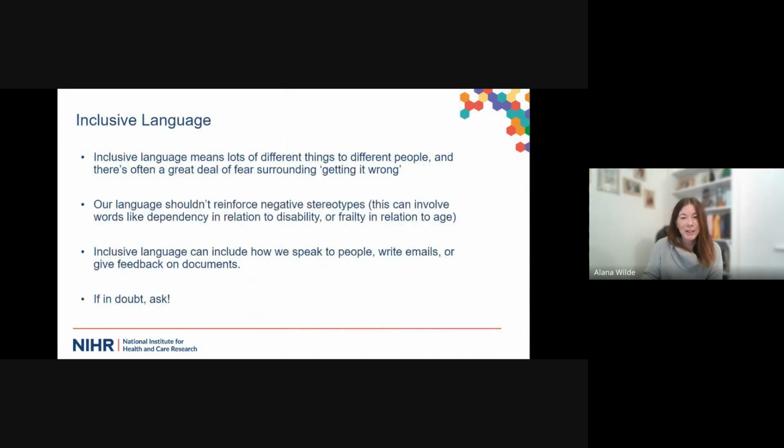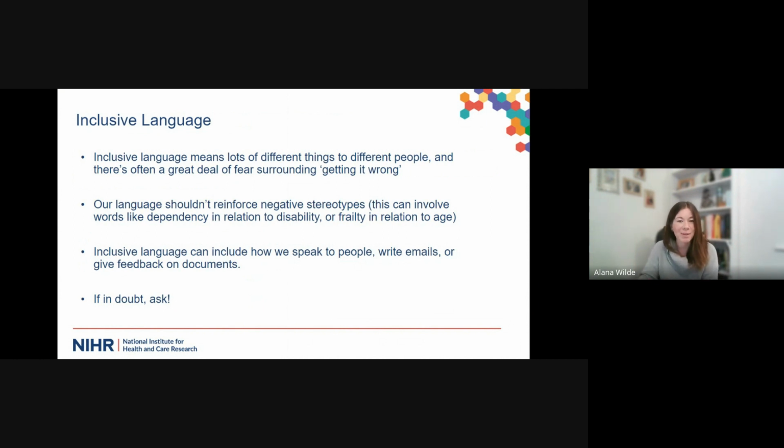So we're going to move on to look at inclusive language. Power imbalances in working relationships can affect how people communicate. And so setting standards or trying to communicate as inclusively as possible can mean checking both ways that people are comfortable with how information is conveyed and with the language that you're comfortable with. Now, inclusive language means very different things to different people, and understandably, that means there's quite often a lot of fear around the potential for getting it wrong.